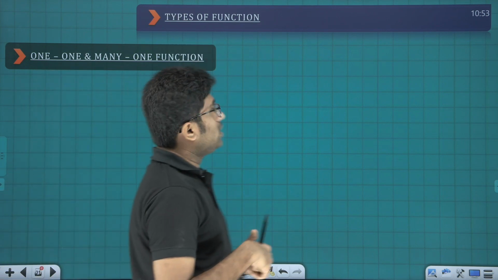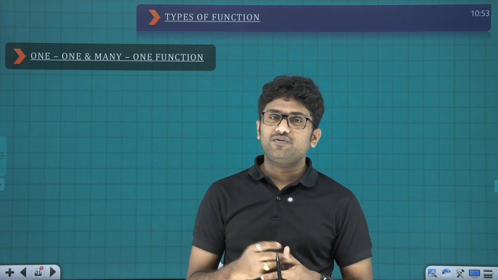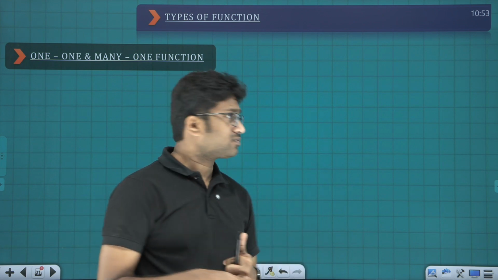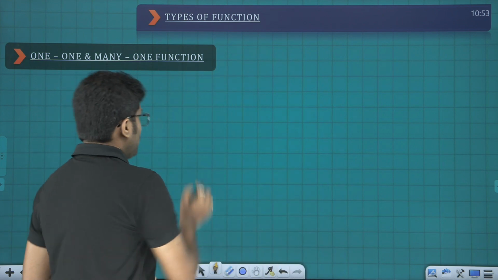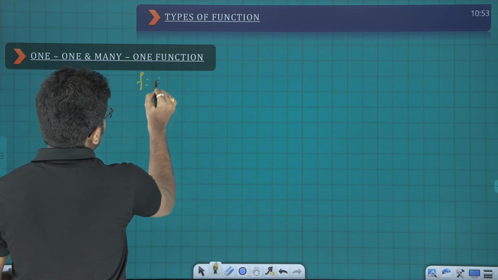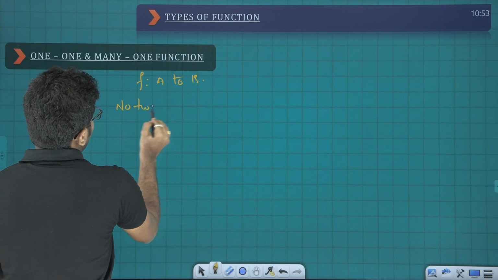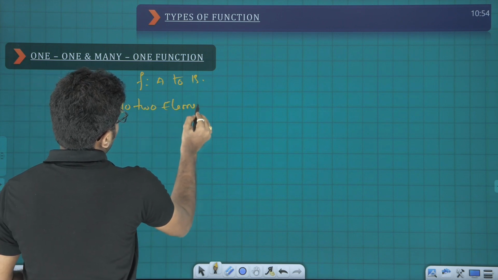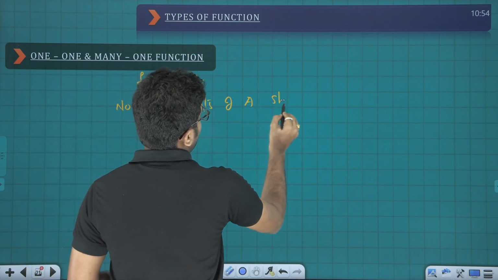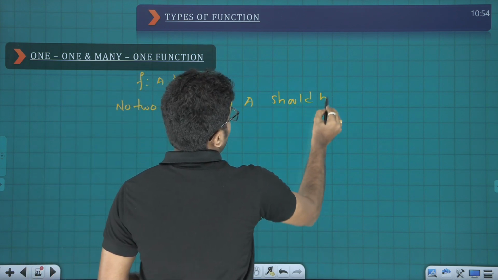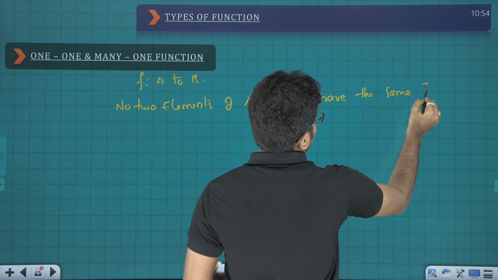Next, in functions, the two most important types of functions that we have are one-one and onto. First we go with one-one and many-one. The simple definition of one-one is, if f is a function from A to B, friends, no two elements of A should have the same image in B. That's it.